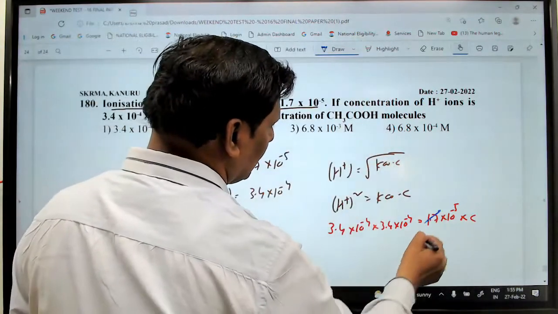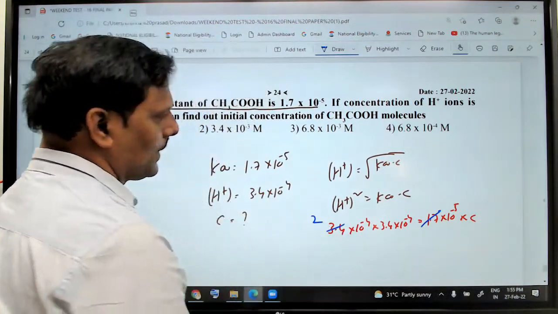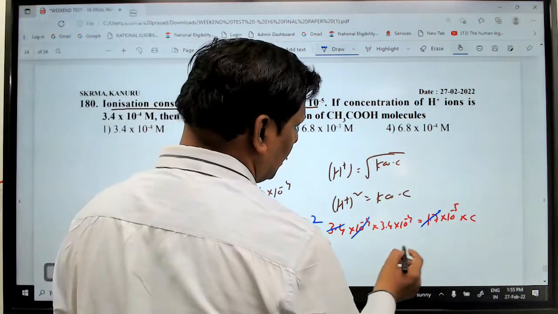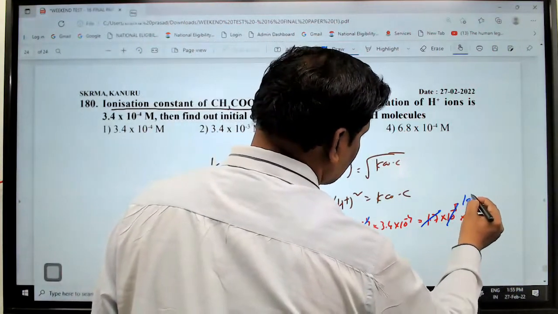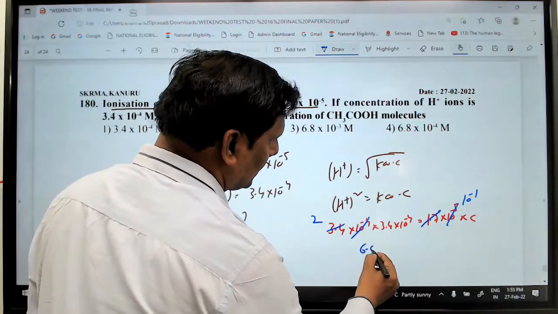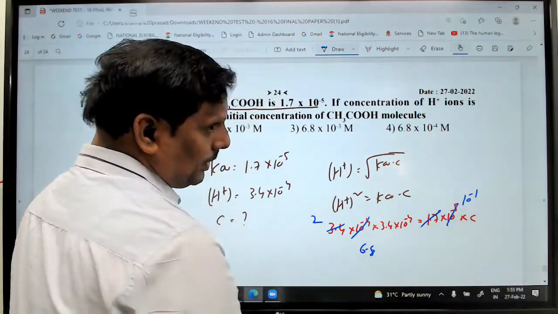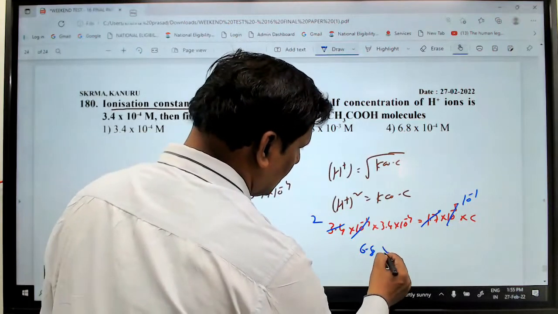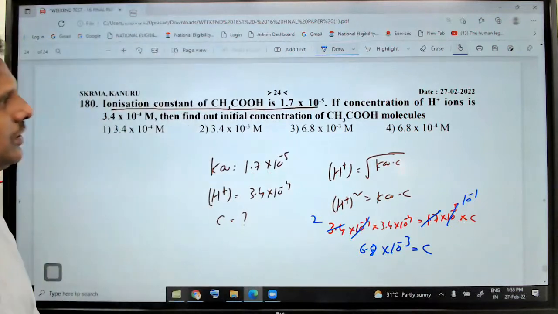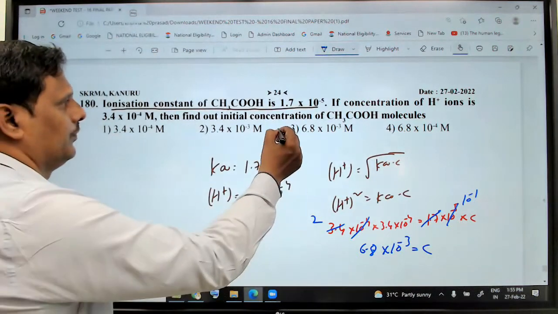देखो, 1.7, 1 से 2 से. अच्छा, एक 10 power minus 4 cancel किया, बाकी है 10 power minus 1. अच्छा, 2 into 3, 6.8 है. 10 power minus 5, 10 power minus 1, that is nothing but 10 power minus 3, which is equal to concentration. अच्छा, उसको देखो.